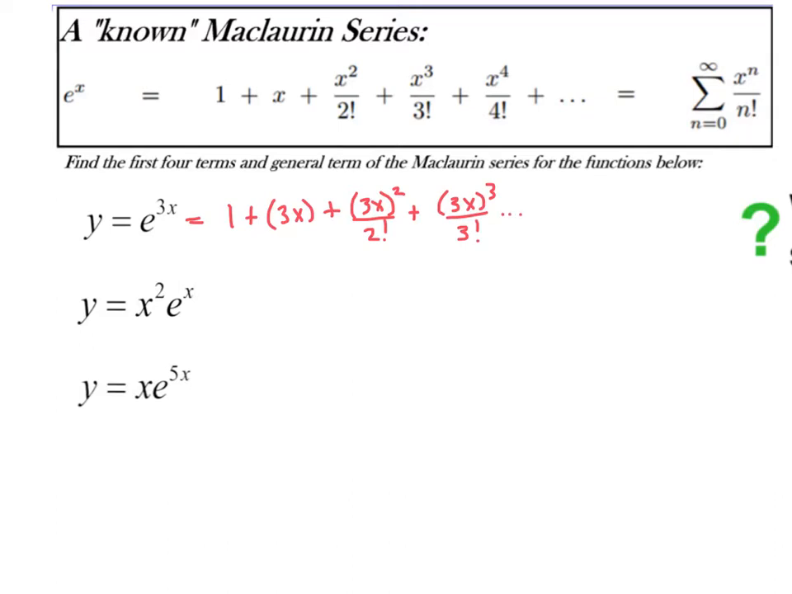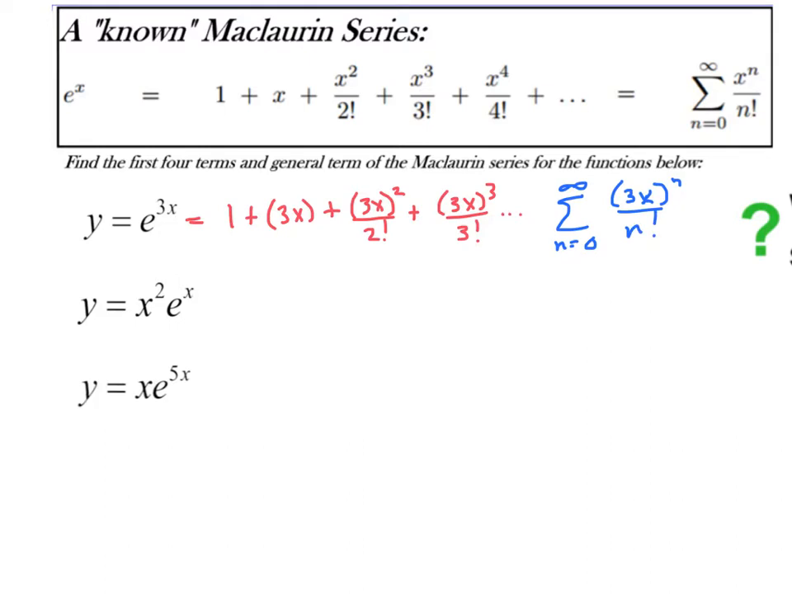Now, could you simplify it? Sure you could. 3x squared is 9x squared over 2 factorial. 3x cubed is 27x cubed. You could simplify this, but I'm not going to because I want to show how the general term finishes up, which, if all we did was substitute 3x in, well, that's all we do here as well. 3x raised to the nth power over n factorial. And that's it.